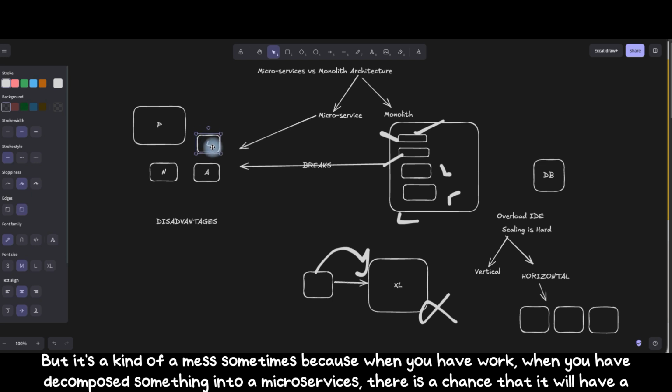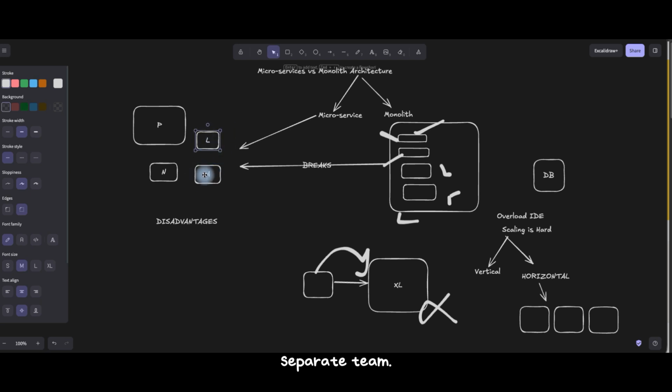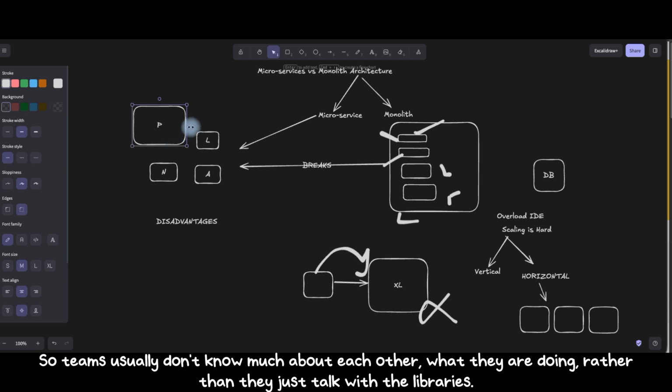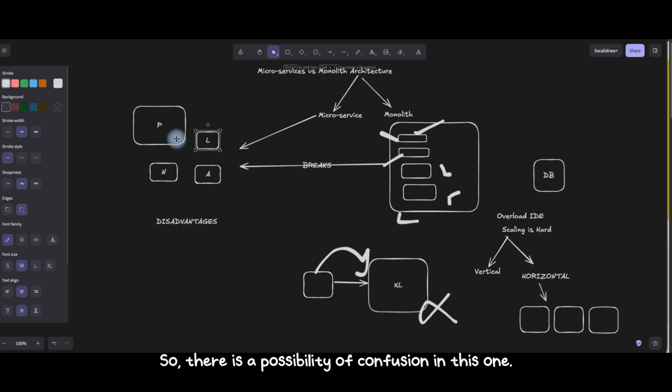But it's kind of a mess sometimes, because when you have decomposed something into microservices, there is a chance that each will have a separate team. Teams usually don't know much about what each other is doing, and they just talk through the libraries. So there's a possibility of confusion here.